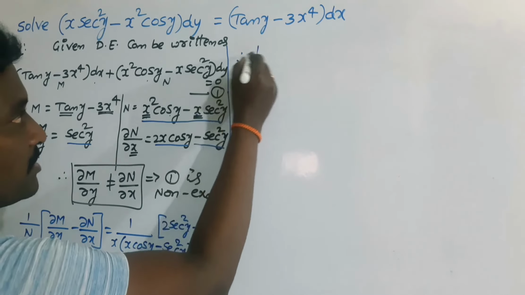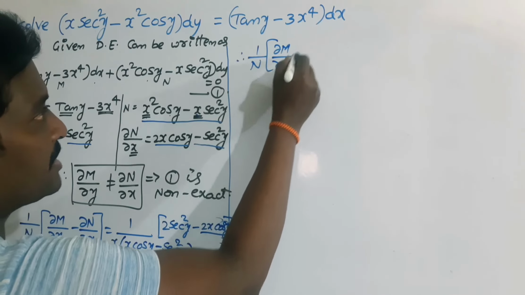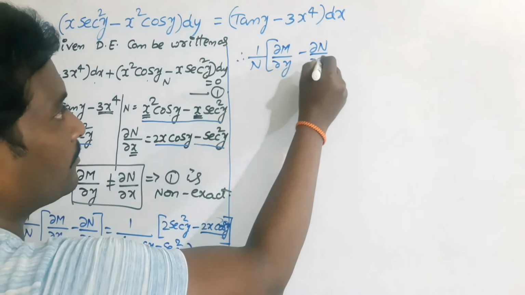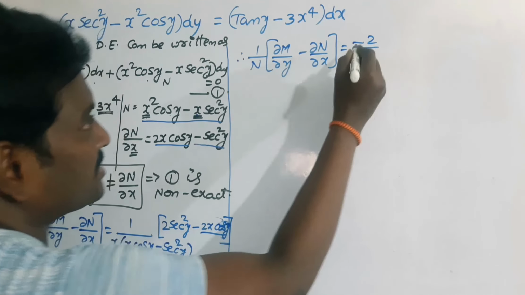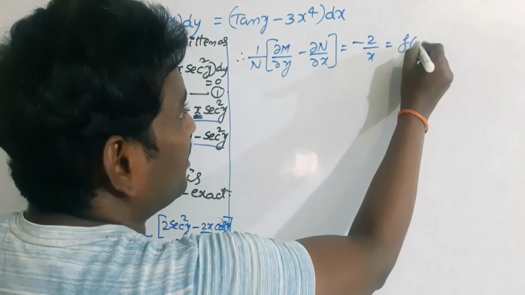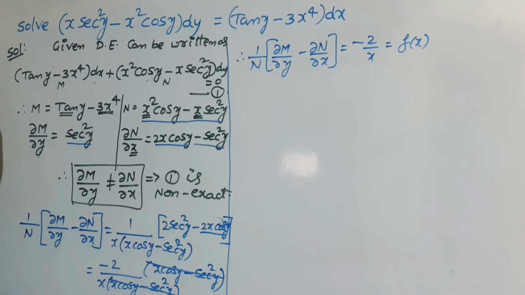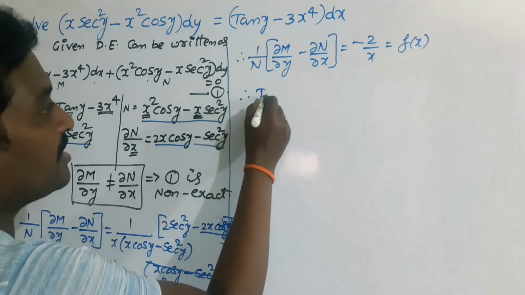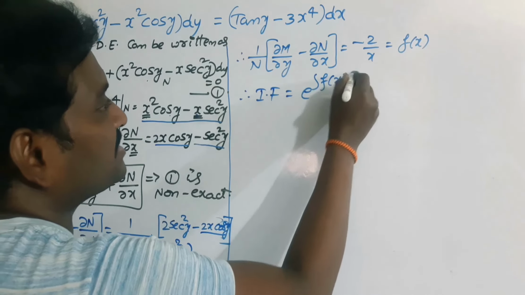So we conclude that 1 by n whole into dou m by dou y minus dou n by dou x is equal to minus 2 by x. So the result of this quantity is in terms of x only. That's why type 3 is satisfied. So you will get the integrating factor by using type 3, which is e power integral f of x dx.